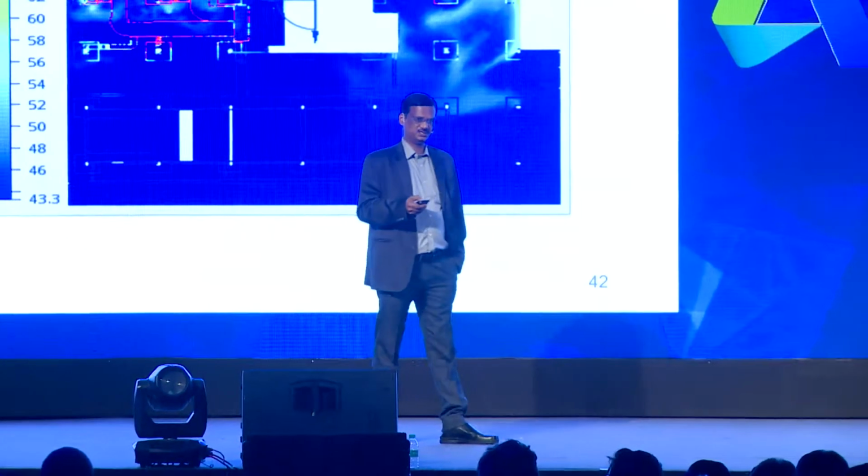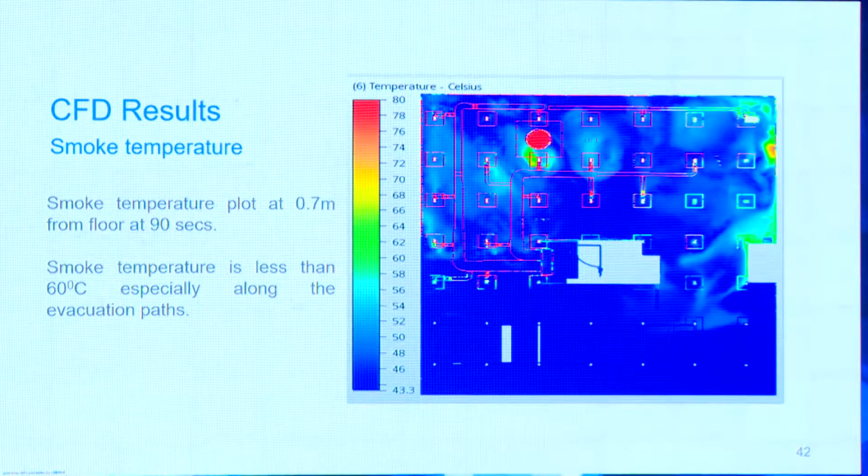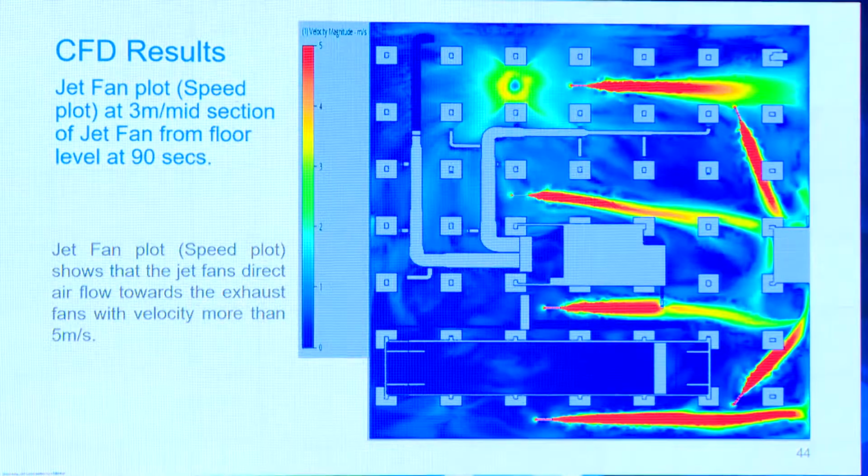Another significant parameter that decides life safety is the smoke temperature. So here you can see the smoke temperature plots extracted from CFD. At 0.7 meter level, we see that the temperatures in the basement are mostly less than 60 degrees. And at 1.7 meter also, it is less than 60 degrees. And this is how the jet fans will move the smoke-laden air towards the exhaust. This is the jet velocity profile, actually.